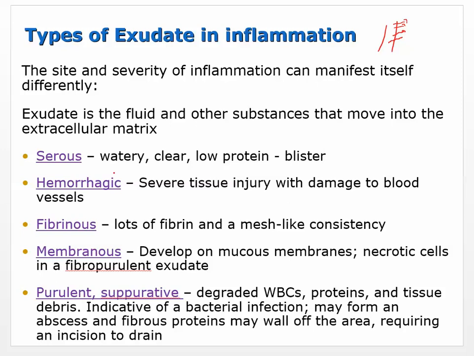So serous is watery, and there will be exam questions describing this. A person has clear fluid, like they got a burn, what kind of exudate is this? That's going to be serous. If it's watery, it's clear, it's low protein, blisters. If you've ever popped a blister, it's very watery. Well, it exuded from somewhere, so it is a type of exudate, and since it's watery, we'll call it serous. Now hemorrhagic, that's just blood. Severe tissue injury with damage to blood vessels. That means blood is just kind of oozing out, and that's hemorrhagic exudate.